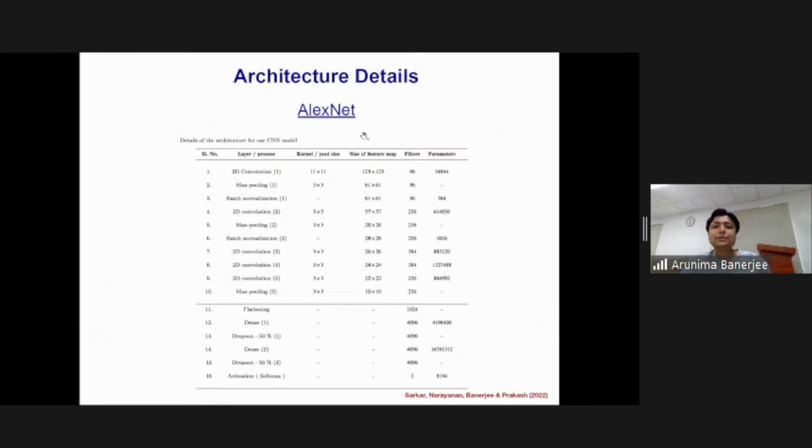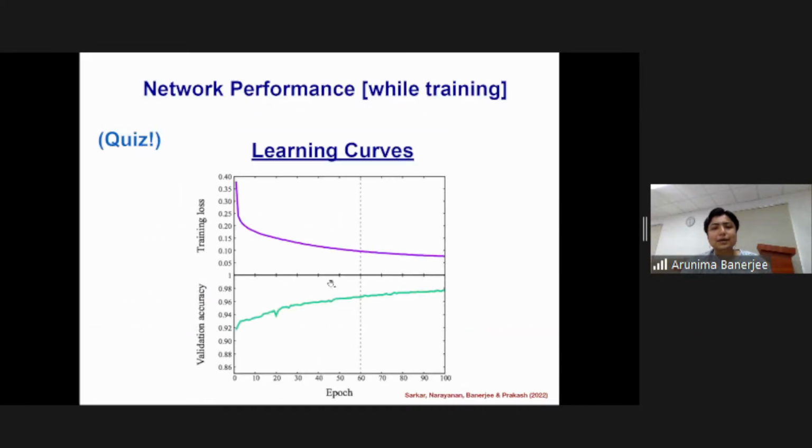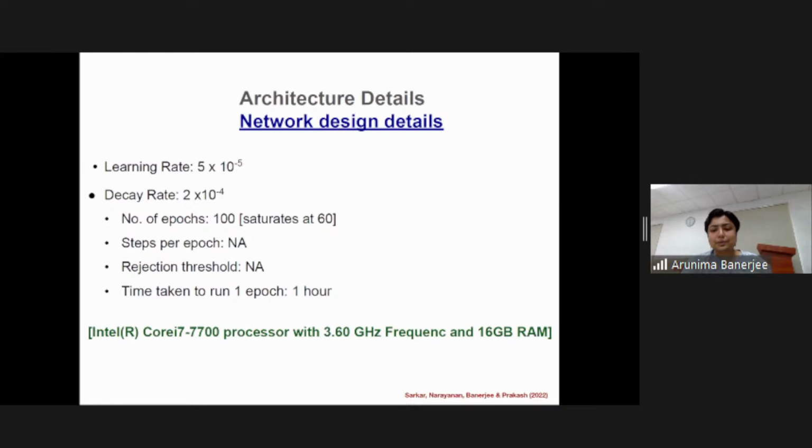We used this publicly available architecture, AlexNet. These are the details, various layers and all, convolutional layer. Convolution is like a kernel. Anyways, these are the details of AlexNet that we used. These are the various parameters of the network which we designed. If you are keen to know the details, it is available on arXiv.